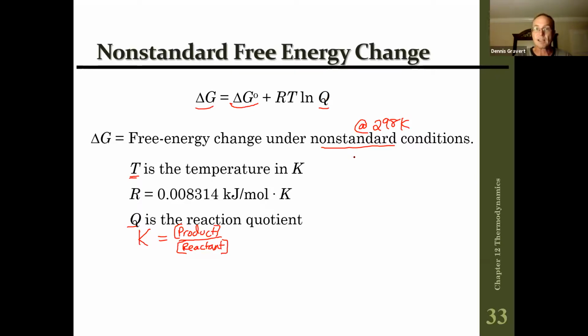Oh, the other thing is non-standard. Remember when we first decided what standard meant? It meant 1 atmosphere. It meant 298 Kelvin. It also meant 1 molar. 1 mole per liter is a standard concentration. So these values of Q could be at concentrations that are not at 1 molar. That's what makes them non-standard.